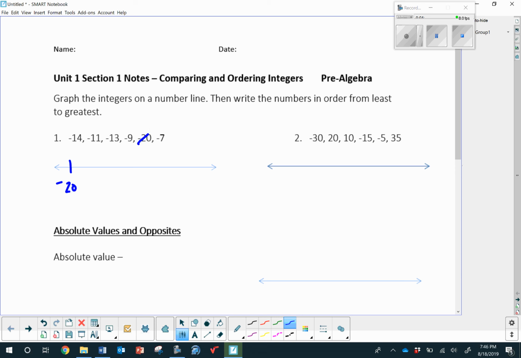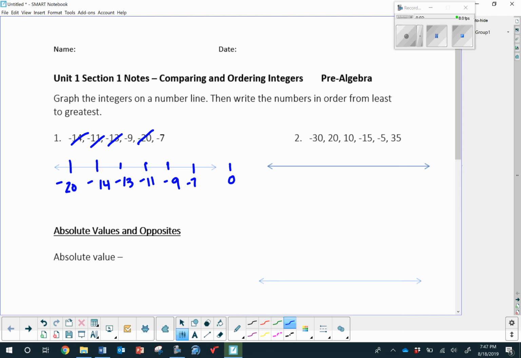And then I'm just going to look to see what might come next. The next number is going to be negative 14. And so as you can see here, I'm getting closer to 0 as I have negative 20, negative 14, negative 13, negative 11, negative 9, and negative 7. And remember, these lines go on forever and ever in either direction. So somewhere over here is 0, and then there would be positive numbers. So again, that order would be negative 20, negative 14, negative 13, negative 11, negative 9, and negative 7.